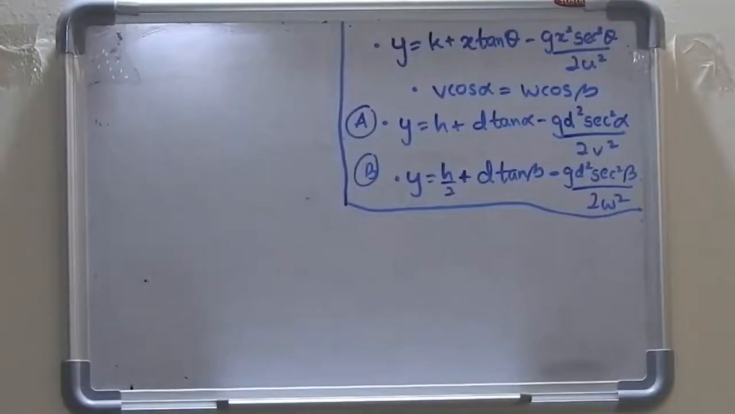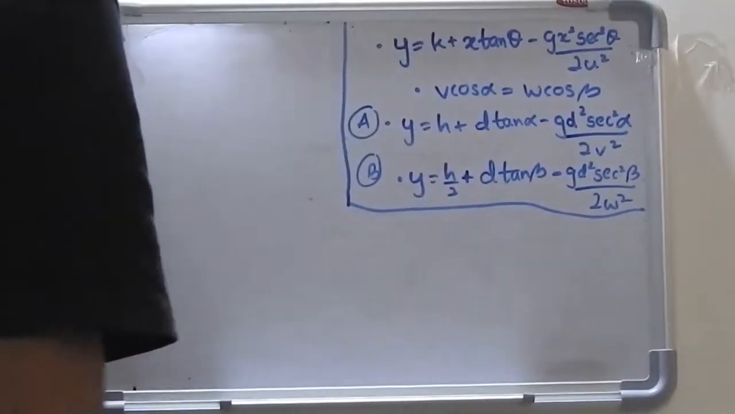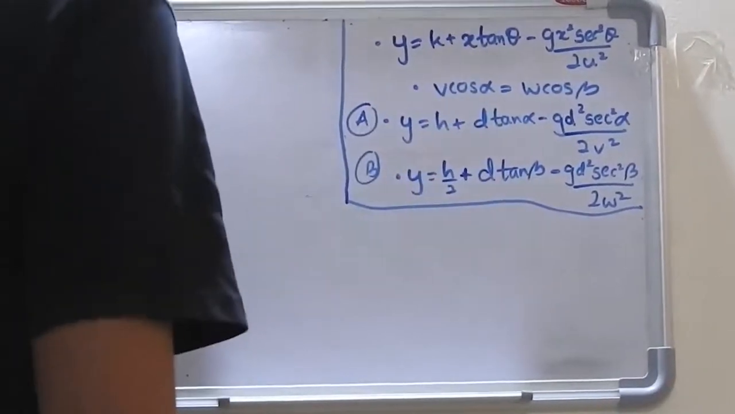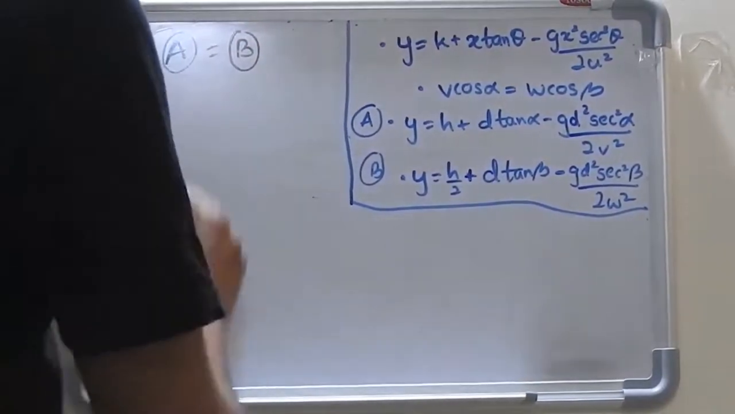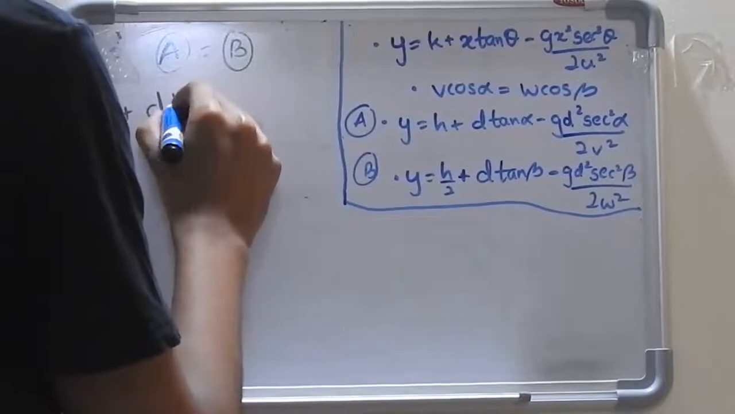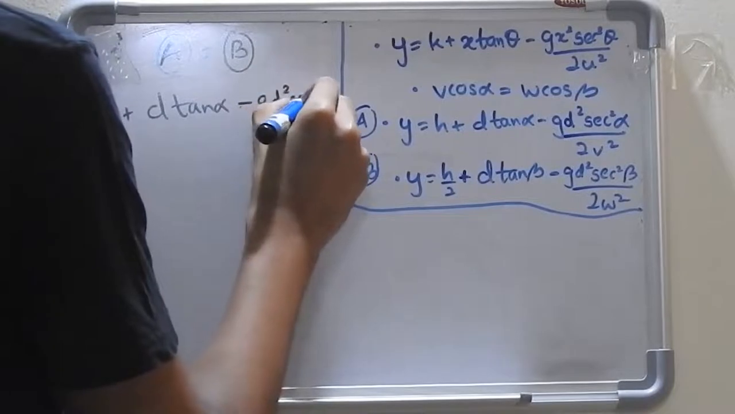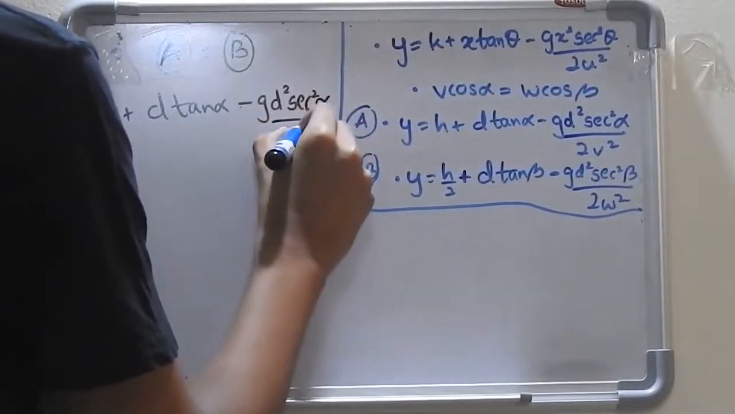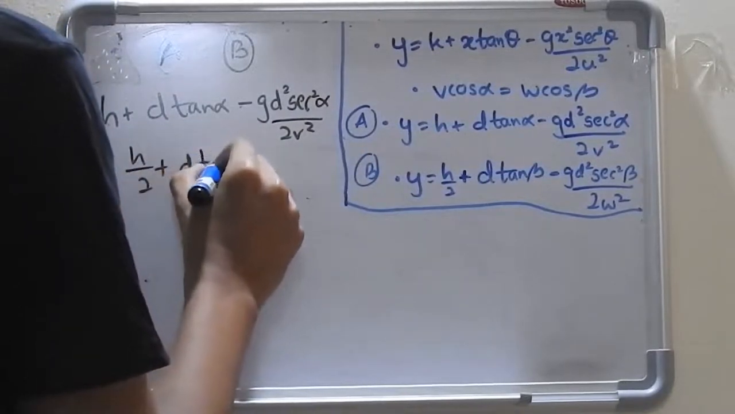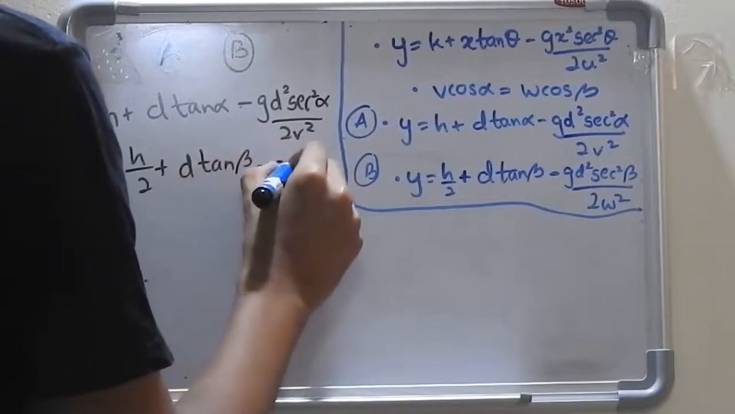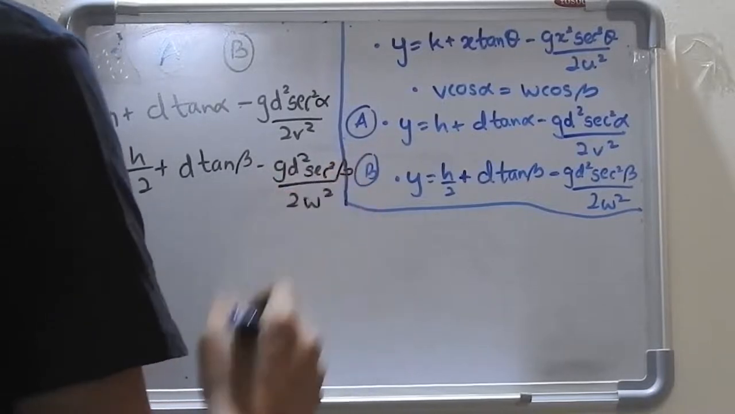So to further prove what they have given, we have two equations, A and B. For these equations, the common term is y. So we can equate these two equations, A equals B. Then we can say, therefore, h plus d tan alpha minus g d squared sec squared alpha over 2v squared will be equal to h over 2 plus d tan beta minus g d squared sec squared beta over 2w squared.